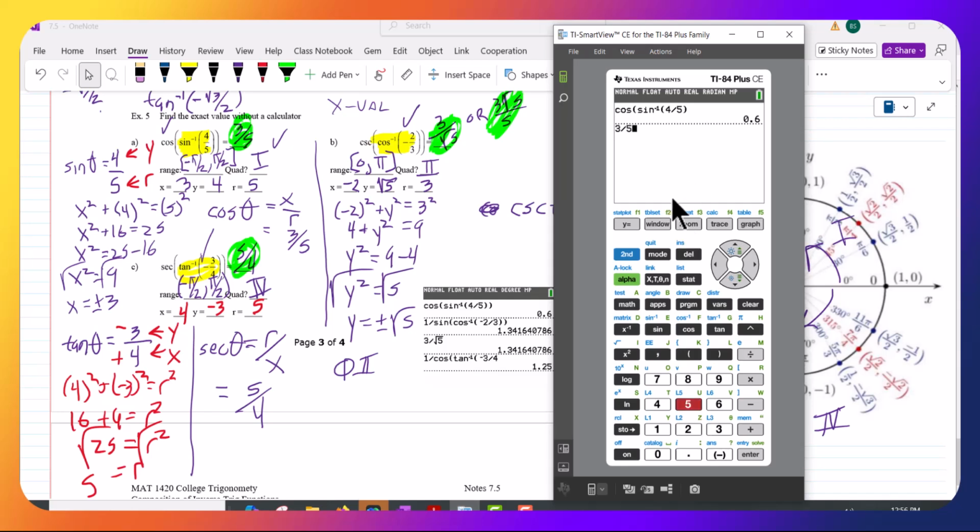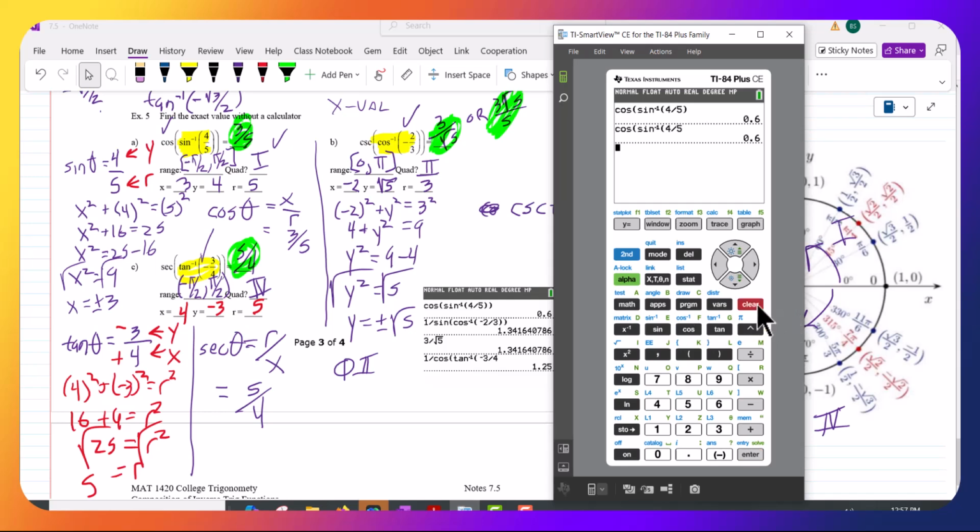Now let me prove this to you. I'm going to move my calculator to degree mode and do the same problem. If I go cosine of inverse sine of 4/5, it doesn't matter what mode I'm in, I'm going to get the same answer. So all these problems can be checked.